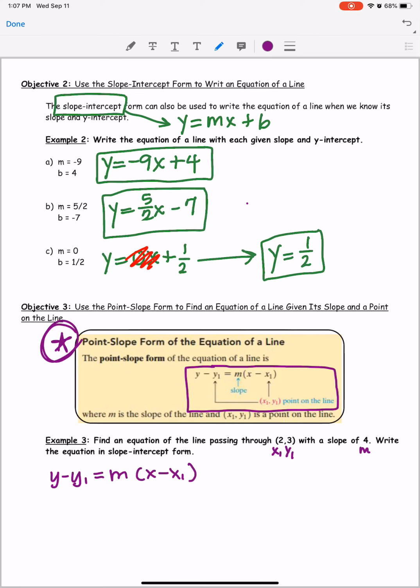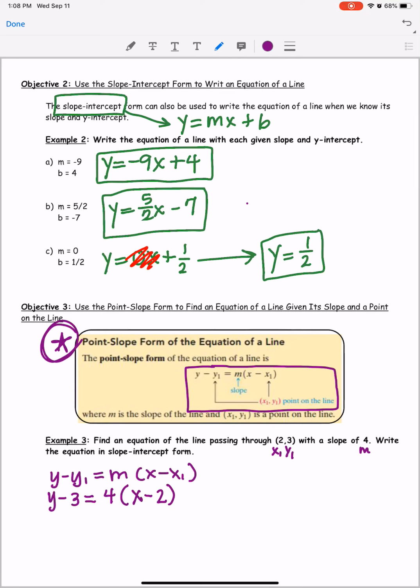So just plug in your information. You have nothing labeled a y, so bring it down. Y minus, my y1 is 3. This equals my m. My m is 4. I have nothing labeled an x, so bring it down. Minus x1, my x1 is 2.